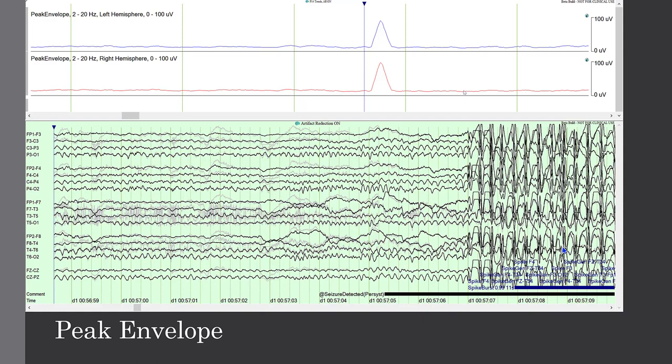So the AEEG trend has higher time resolution, whereas peak envelope, again, is saying what's the maximum amplitude between 2 and 20 hertz for each 10 seconds. It has the advantage of simplicity, but it has the disadvantage of blurring out a lot of other details. So you don't see it used quite as often these days, but it is still available.